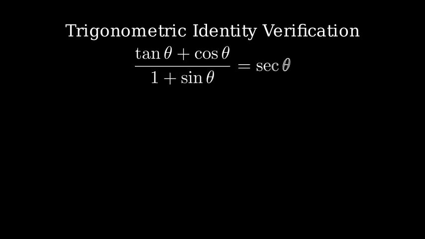Welcome. Today we'll verify the trigonometric identity. The tangent of theta plus the cosine of theta, all divided by 1 plus the sine of theta, equals the secant of theta. Let's solve this step by step.